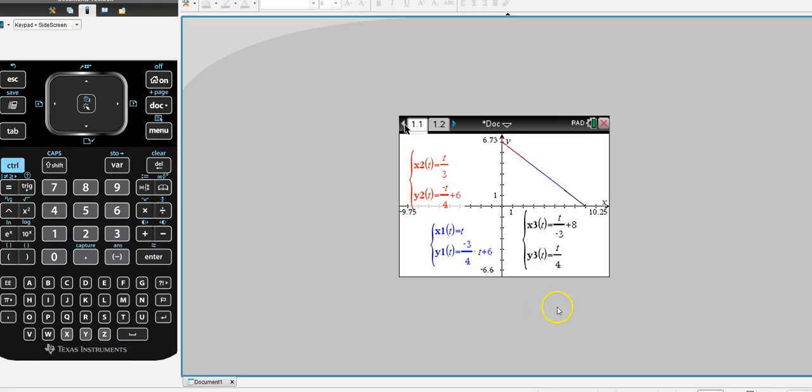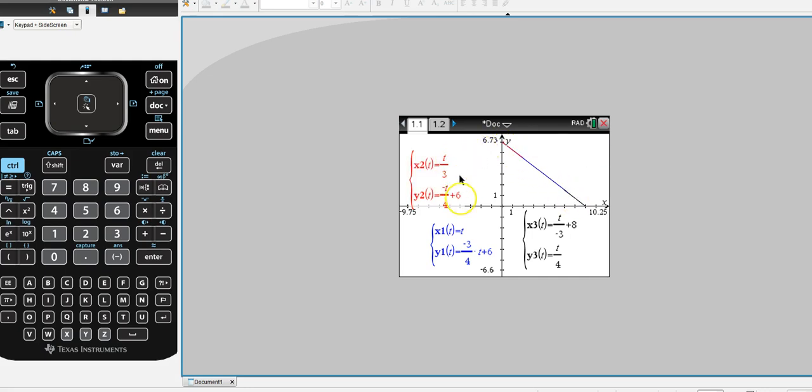So I've graphed all 3 of them, not necessarily in the order that I did them in, and I want to highlight. If I go over here, notice there's the red. That's t over 3 and negative t over 4 plus 6. If I do this black part, that's the t over negative 3 plus 8 and t over 4. And if I do the blue part, that's the last one I did, where x equals t and y equals negative 3/4 t plus 6. Notice they're all the same line.